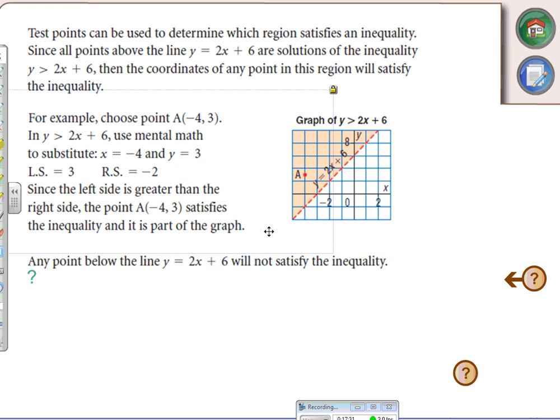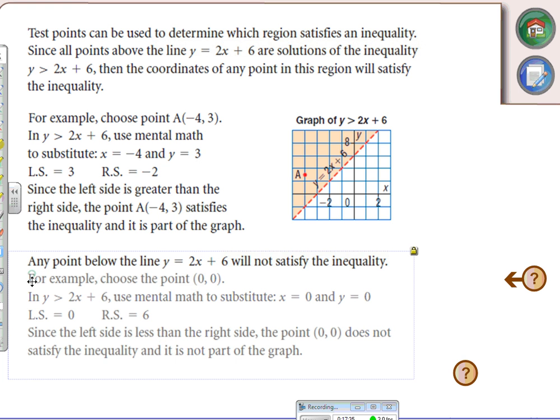Any point below the line will not satisfy it. So if we pick a point below, (0, 0) is always a great point to pick. If you plug that point in and work it through, it's not going to be true. The left side is not going to be greater than the right side. 0 is not greater than 6, so it does not satisfy. And because it does not satisfy, it's not part of the shaded area.